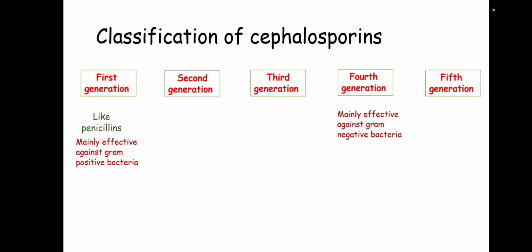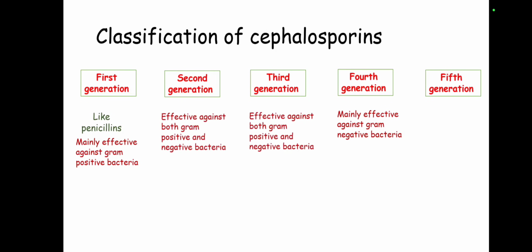Now you can see first generation is mainly effective against gram positive bacteria. Fourth generation is mainly effective against gram negative bacteria. Now regarding second and third generation cephalosporins, they are effective against both gram positive as well as gram negative bacteria. And amongst these, the third generation cephalosporins have the widest spectrum.